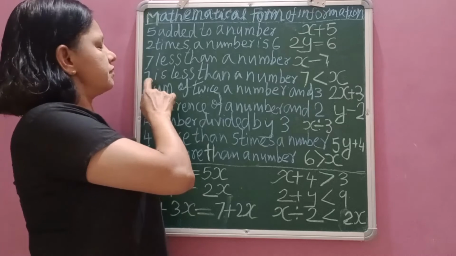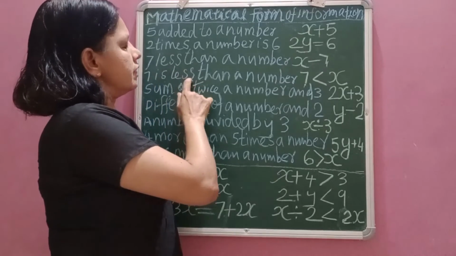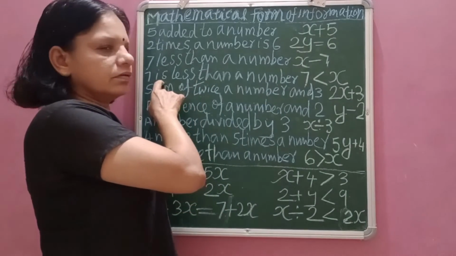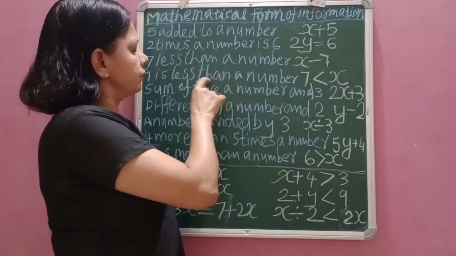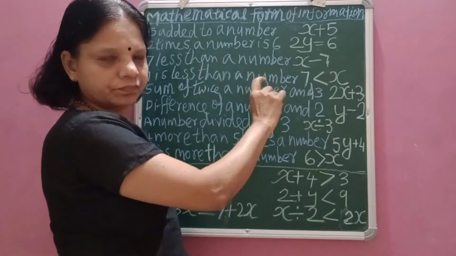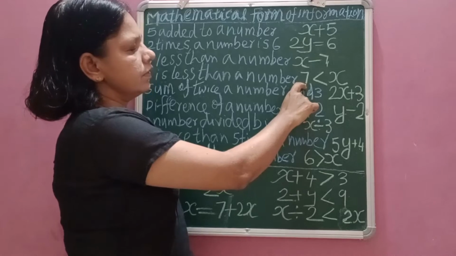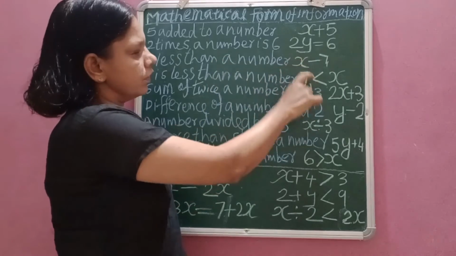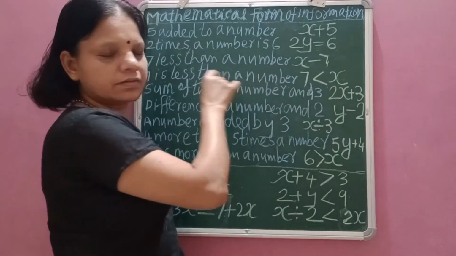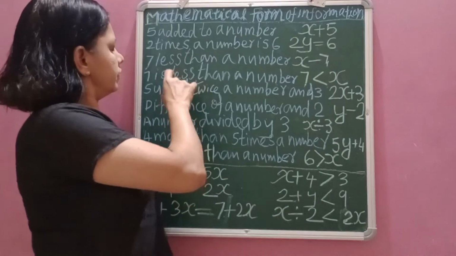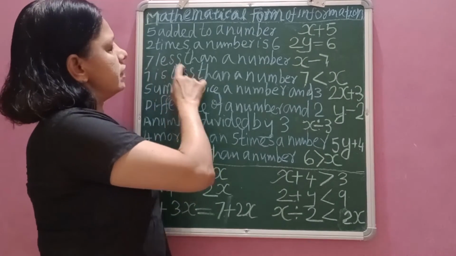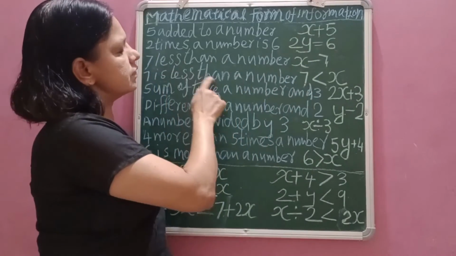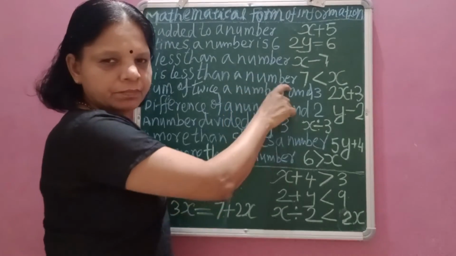7 less than a number. Next one, see. 7 is less than a number. When is is there, then it becomes an inequation. So how is it? 7 is less than x. So understood the difference between x minus 7 and 7 is less than x? Here 7 less than a number becomes an expression only. 7 is less than a number becomes an inequation.